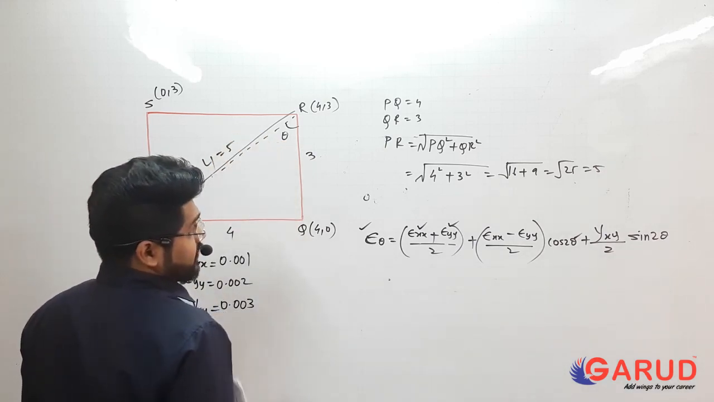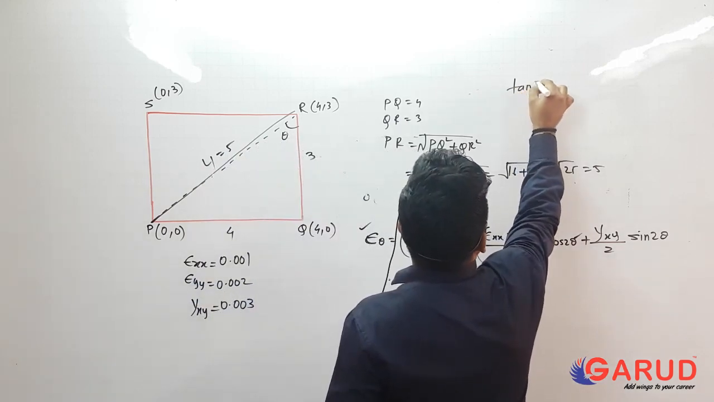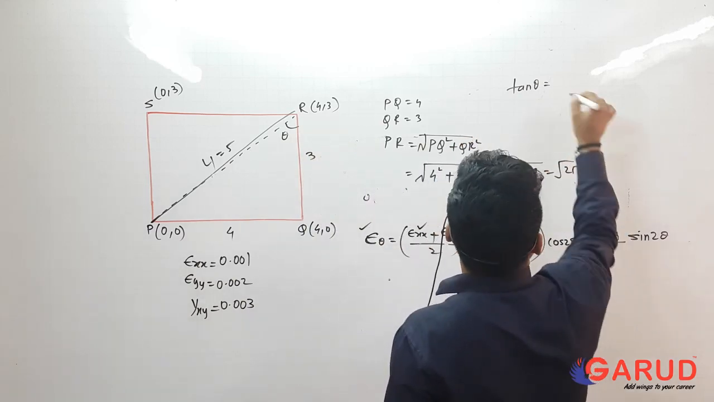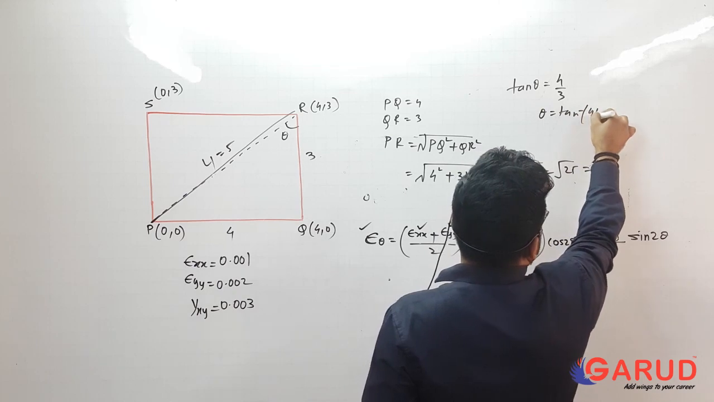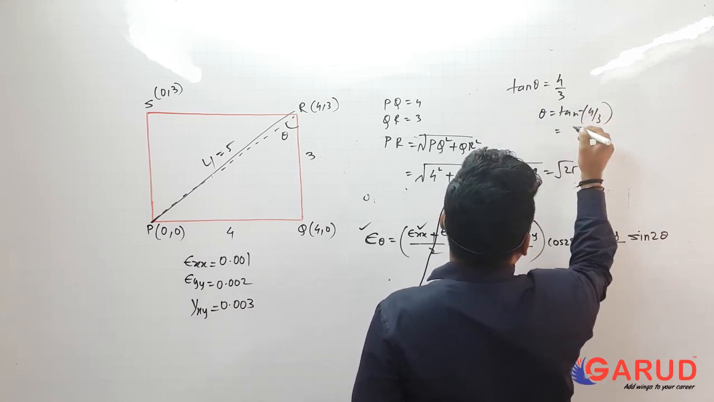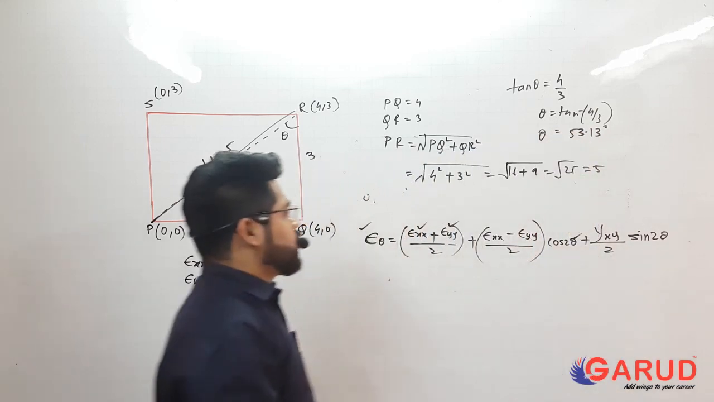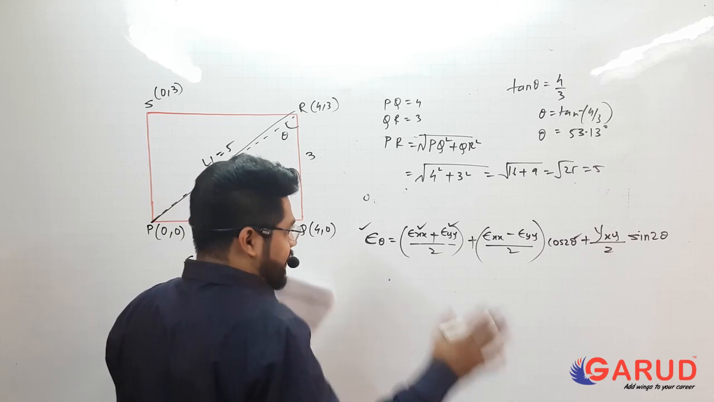Now I need to find the angle theta. Very simple. Go for tan theta. Tan theta is nothing but opposite upon adjacent. I can say it's 4 by 3. So theta, you will be getting tan inverse of 4 by 3, that is equal to 53.13 degrees. So from here I can get the value of theta as 53.13 and my length as 5.